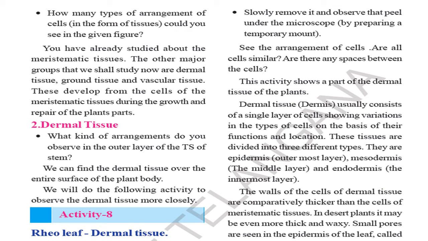What do we see? We see the arrangement of cells. All are same. They look similar. Are there any spaces between the cells? This activity shows a part of dermal tissue of the plants. What is dermal tissue, children?